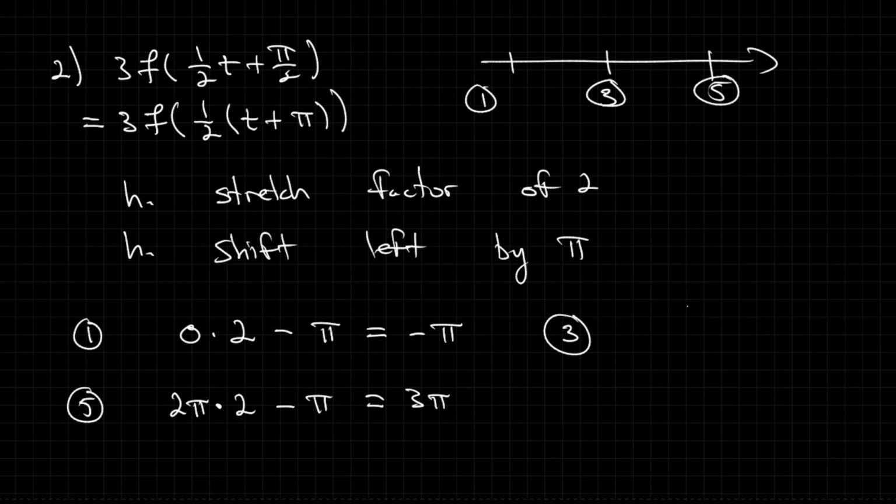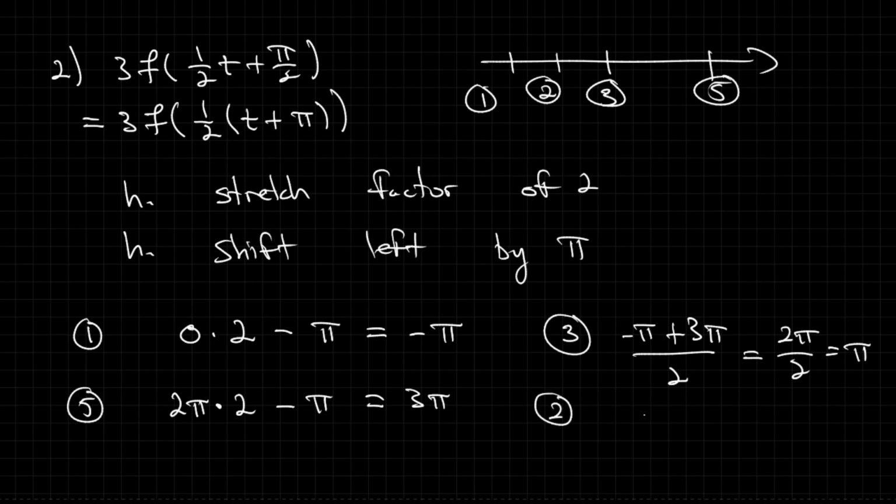If you can't see that, then you can simply just do the calculation every time of taking the average, minus pi plus 3 pi divided by 2. 3 pi minus pi would be 2 pi, so this is 2 pi divided by 2, which is indeed pi. Pi is halfway between minus pi and 3 pi. So that gives me my third coordinate. My second coordinate is halfway between the first and the third. So my second coordinate will be minus pi plus the third coordinate, which is pi, divided by 2. Minus pi plus pi is just 0.